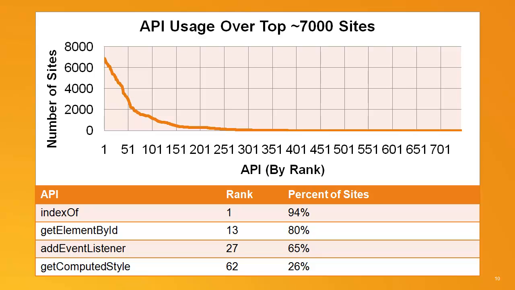So as an example of things that are being implemented and brought in with IE9, let's look at this graphic. Here we have some API usage over the top 7,000 sites of the web today, and here we see what kind of APIs are mostly used in these websites. So here we have some of the ranking: a number of sites by API rank. The rank number 1 usage is indexOf, with 94% of the sites making use of it. Then we have getElementById at 80% and addEventListener at 65%. And we also have getComputedStyle at around 62, but with 26% of sites making use of it.